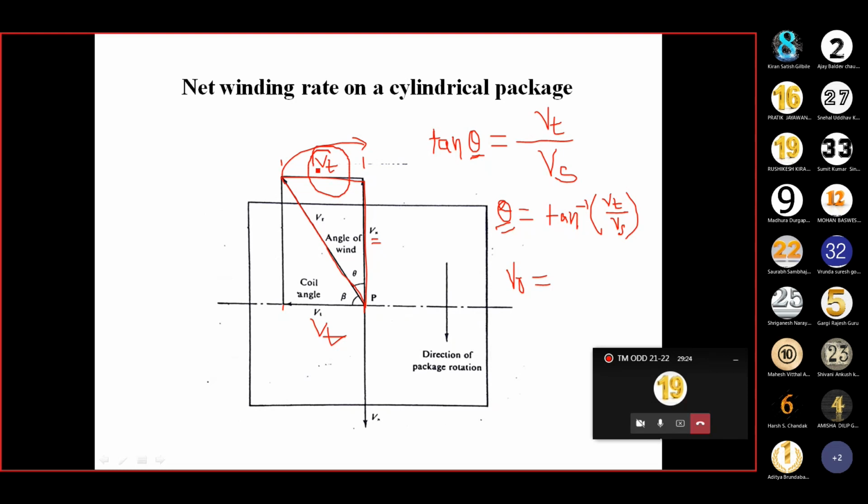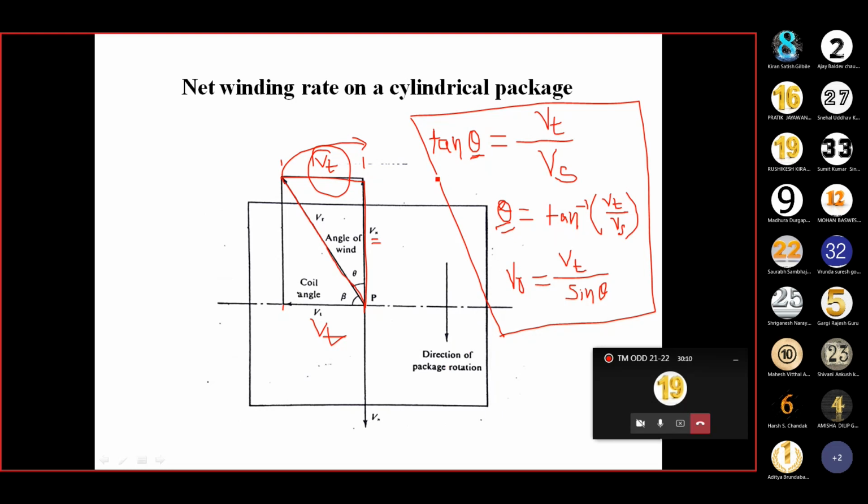This portion plays a very important role here. So it will be Vt by sin theta, and that is the net winding rate. Vt by sin theta. I hope you understood this. If you know the mathematics well, you feel that this concept is very simple. Otherwise, it is very difficult to digest. So these are the things you have to remember while solving the example.